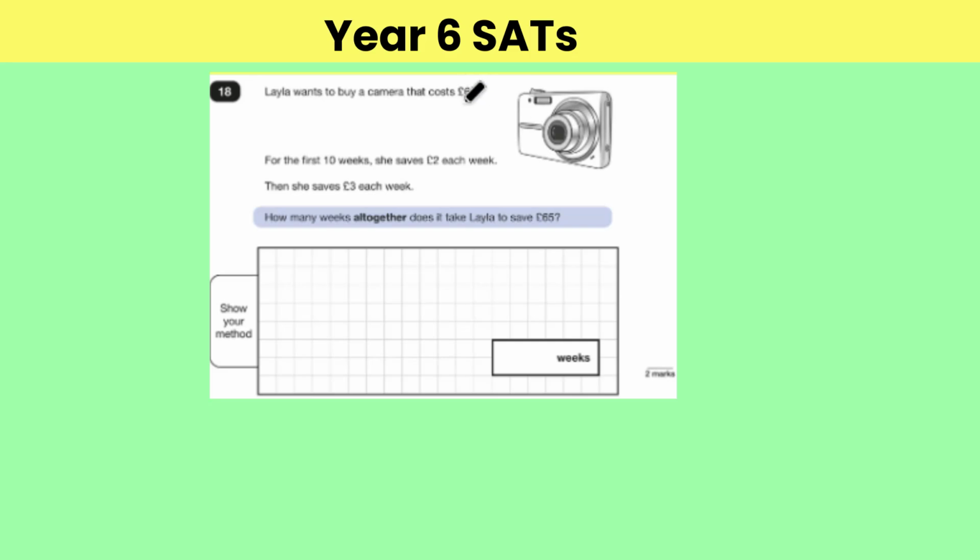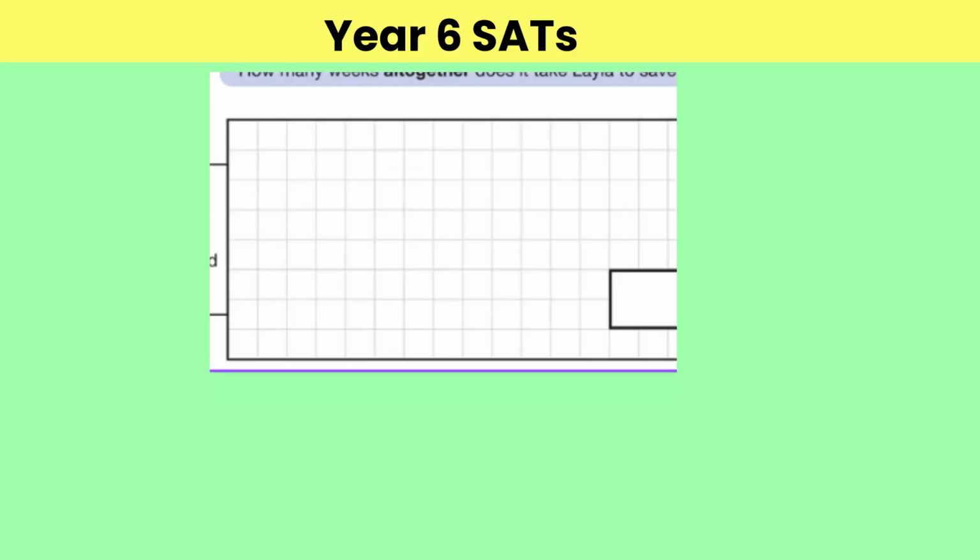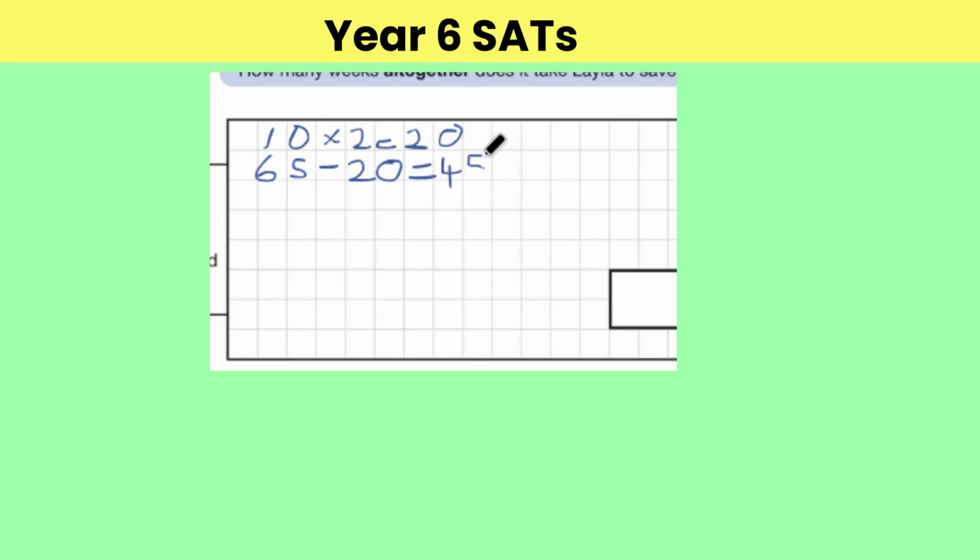Okay, so we know we need to get to £65, and we've got this information here. For the first 10 weeks, she saves £2 each, so we can do a simple calculation there. We're just doing 10 weeks times £2 is £20. And then we know that if we do 65 subtract that 20, she's got £45 left to save. And then she saves £3 each week. How many weeks altogether? So we need to find out how many 3s fit into 45.